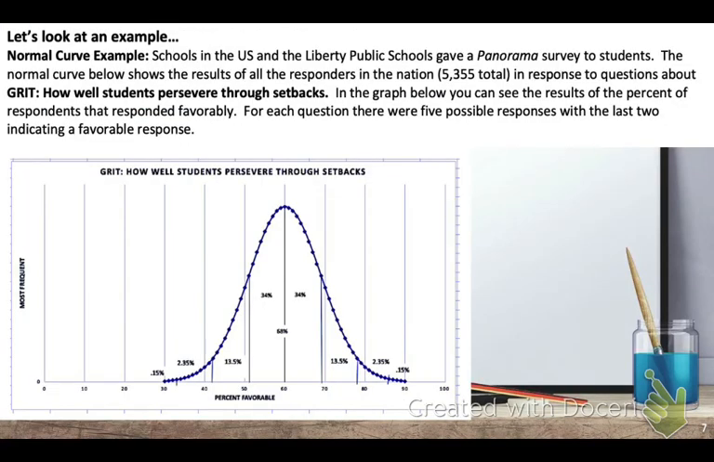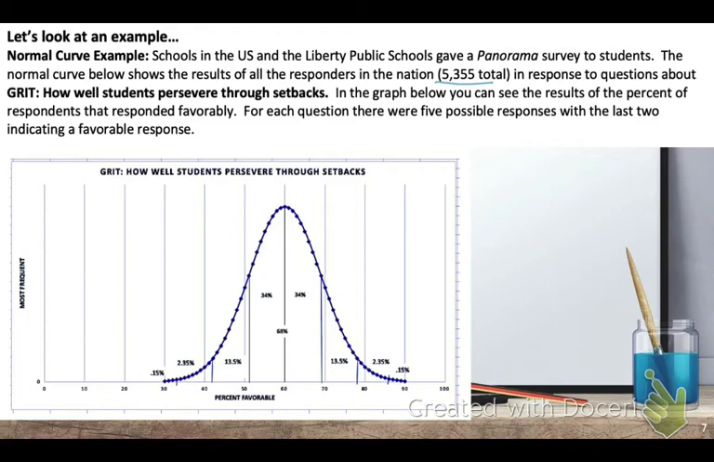Here's another actual normal curve that I would like for you to look at. It's not made up, okay? It is based on some survey data from that Panorama survey, and it is showing the results of 5,355 responders responding to questions about grit. And grit is defined as how well students persevere through setbacks.